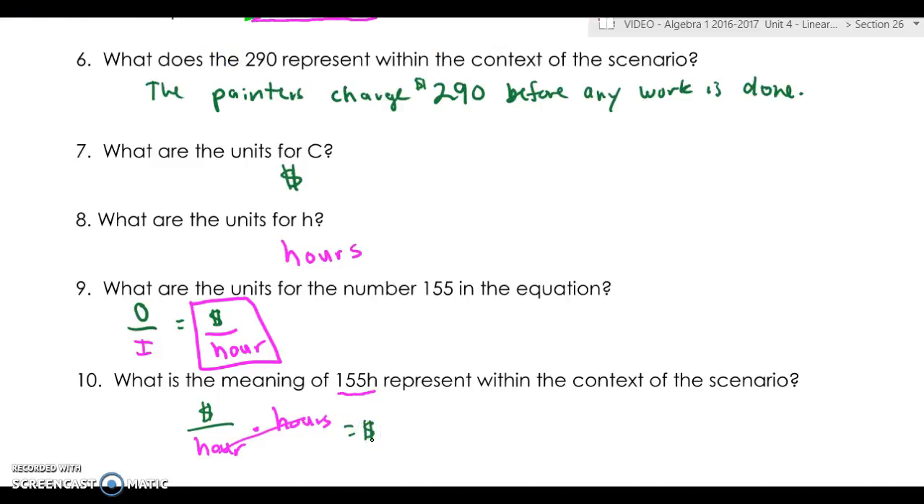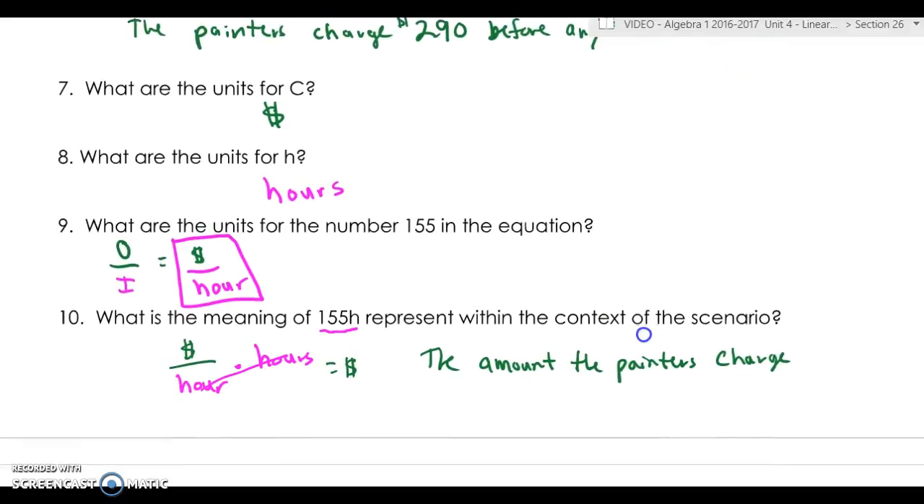So what this represents then is the amount the painters charge for the actual work being done. So we're talking about the money that they're charging when they actually painted the building. So regardless of supplies or any other overhead costs, just the 155H talks about, okay, they worked 10 hours, they charged 155 times 10.